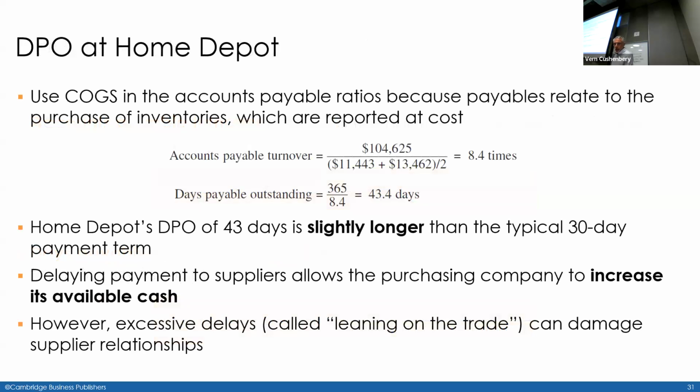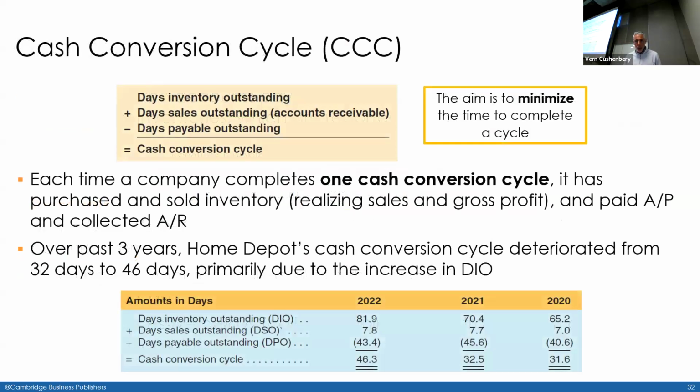And here are the numbers for Home Depot. When you take their financials and plug them into accounts payable turnover, similar, different methodology, 8.4 times, days payable outstanding, 43.4. This is a component of the cash conversion cycle, which we looked at earlier in the year. And that's shown here again on slide 22, where we take days inventory outstanding, days sales outstanding, and days payable outstanding to get a cash conversion cycle.